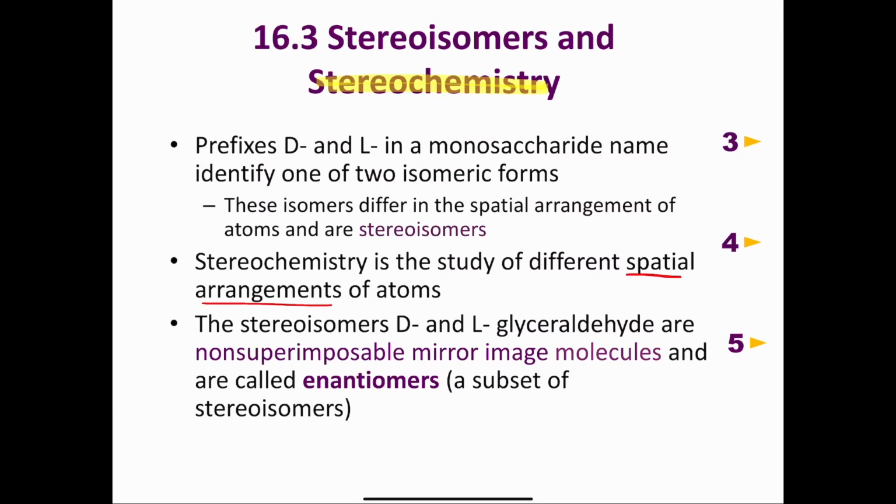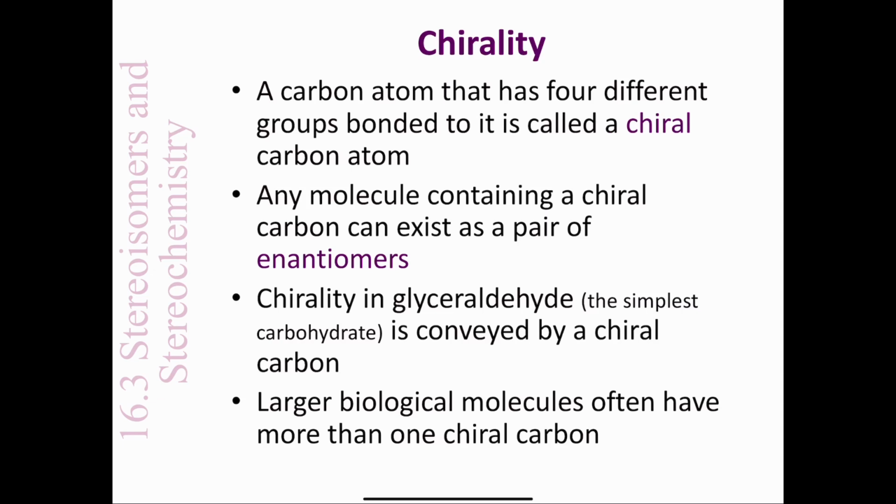And when we have two molecules that are non-superimposable mirror images of one another, we call these enantiomers, which is a subset of stereoisomers. Molecules that can exist as enantiomers, or what we call enantiomeric forms, are called chiral molecules. The term chiral molecules simply means that as a result of the three-dimensional arrangement of the atoms, the molecule can exist in two mirror image forms, the two enantiomers.